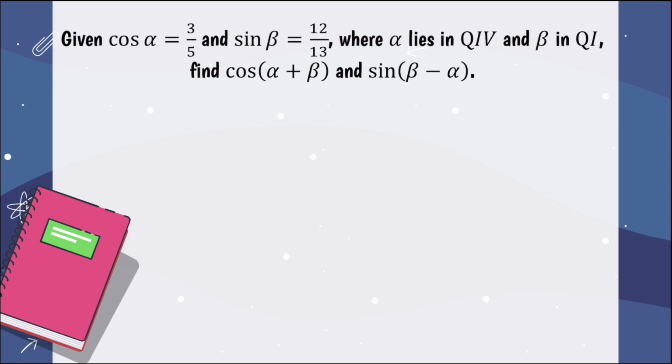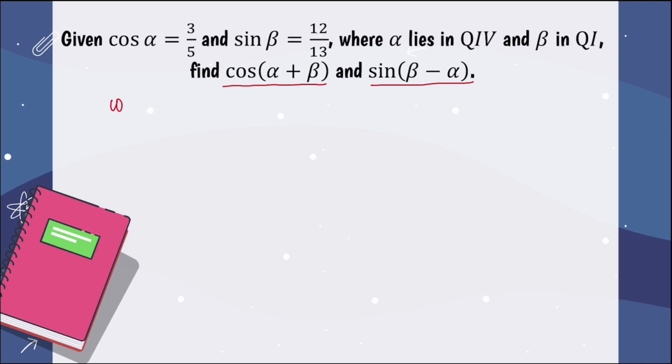Given cosine of alpha, which is 3 over 5, and sine of beta, which is 12 over 13, where alpha lies in quadrant 4 and beta in quadrant 1. Find cosine of alpha plus beta and sine of beta minus alpha. In this case, as you can see, what we want is the sum and also the difference of our two angles. To do that, let's write the formula for cosine of alpha plus beta.